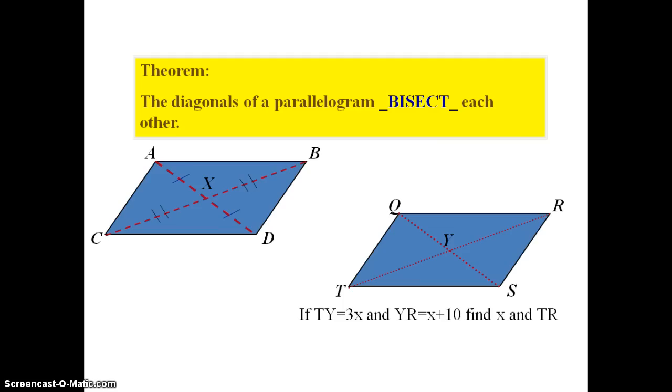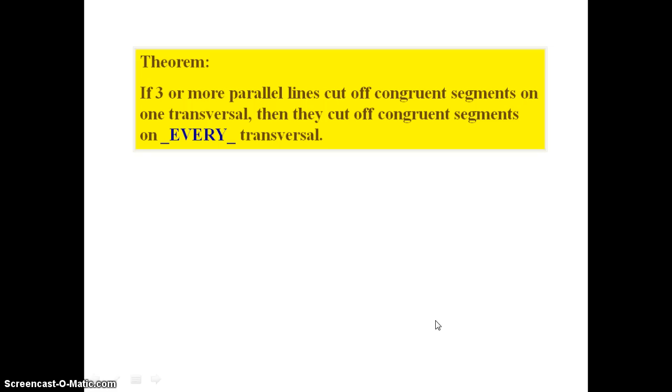If TY is equal to 3x and YR is equal to x plus 10, find x and TR. Well, I know TY is equal to YR because that diagonal is being cut in half. So I set those two values equal. You get 2x is equal to 10 and x is equal to 5, which means TR is equal to 30. Now you have to plug this 5 into both of these expressions to get the whole diagonal TR. So it'd be 15 plus 15 is equal to 30.